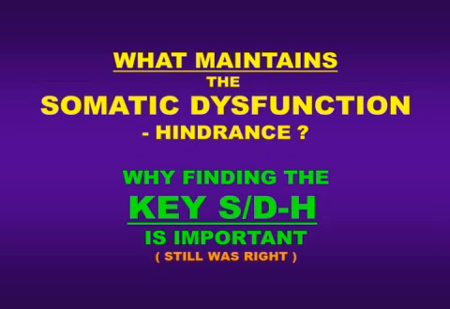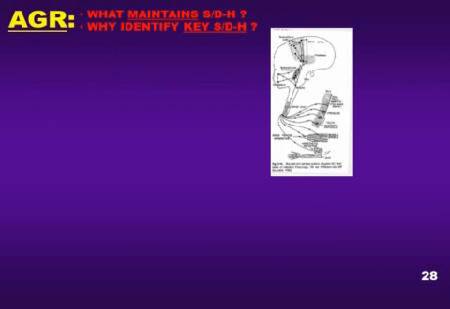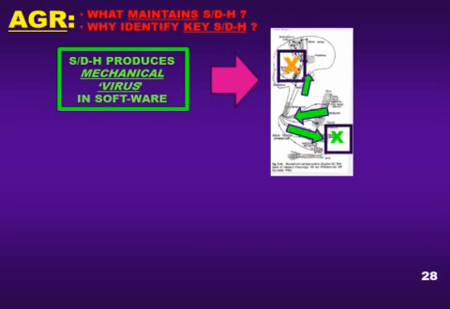Now, what maintains this somatic dysfunction, or some people like the term hindrance? And why is finding the key area so important, like Still strength, according to Becker? If the patient has an injury to the musculoskeletal system, you get pain, spasm, pain, spasm, pain, spasm, and that cycle can keep going on. But researchers are now beginning to realize that, yes, that does occur, but there's a quantum jump in the difference of afferent input that goes into the cerebellum and the motor and sensory cortexes.